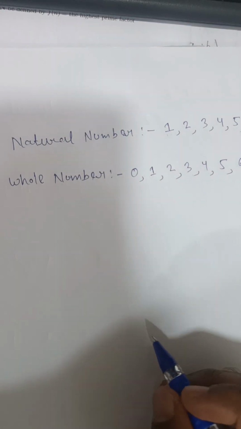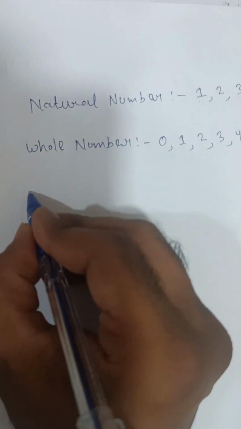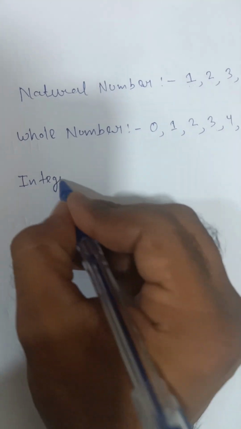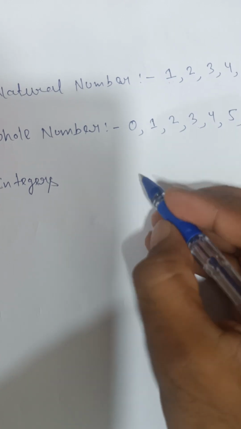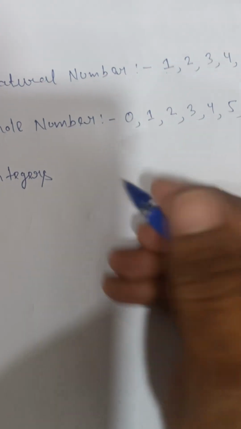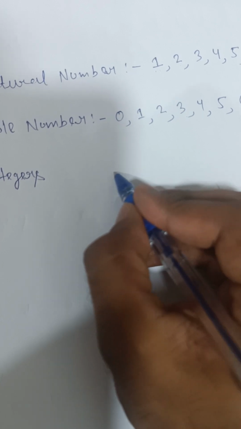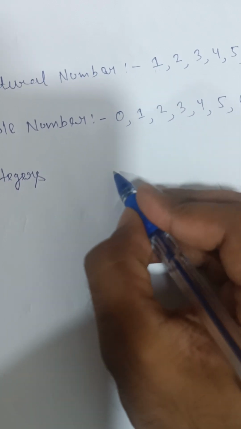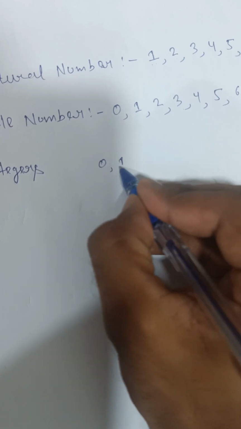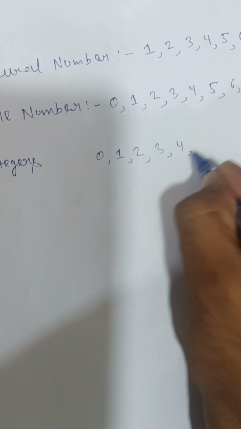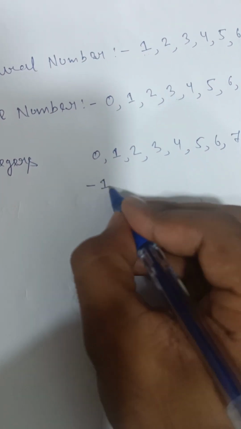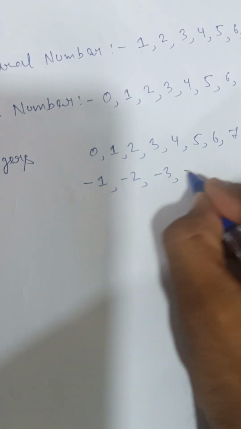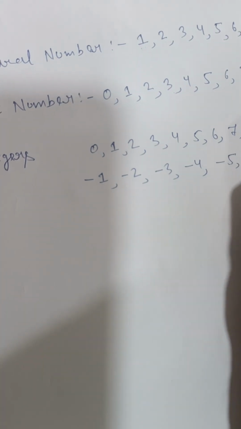Now what is the definition of integer? An integer is just an extension of whole number. So what are the integers? Integers have both positive numbers and negative numbers. So it has 0, then 1, then 2, then 3, then 4, 5, 6, 7, like this. Then it also has -1, -2, -3, -4, -5, and it goes like that.